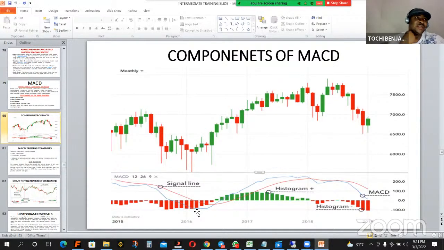When the market is selling, you see a red histogram. If it is buying, you see a green histogram, telling you the market is buying, and red means the market is selling. Now, there is a line between the bullish histogram and the bearish histogram.